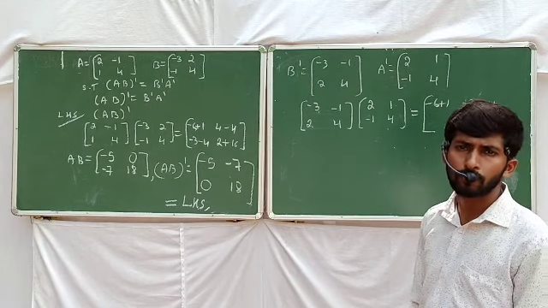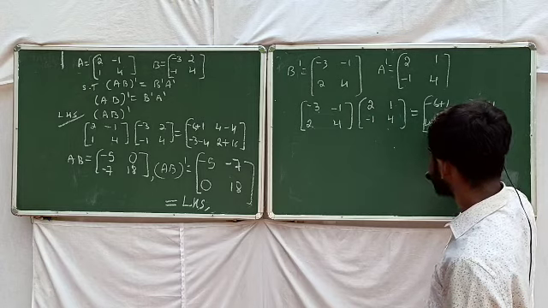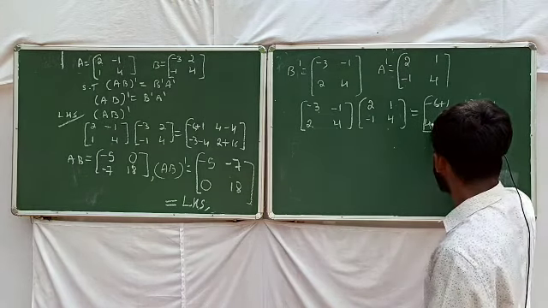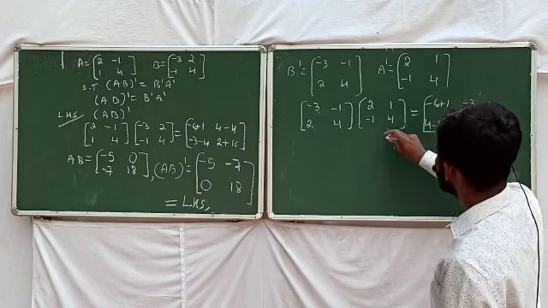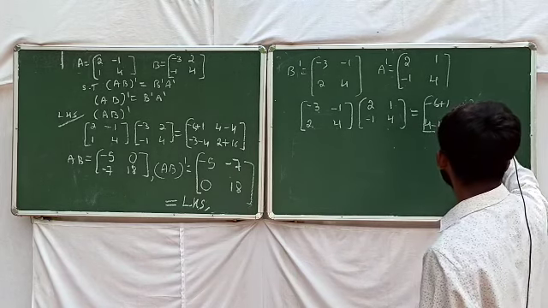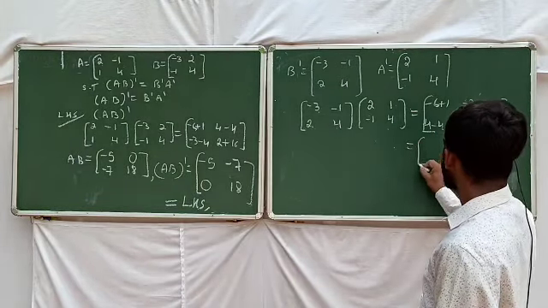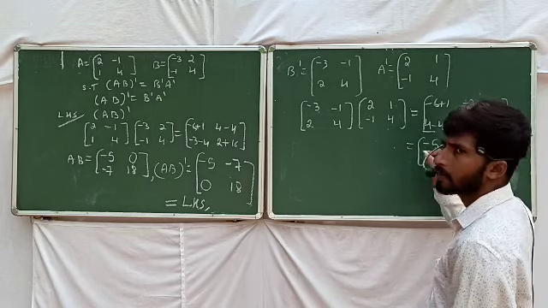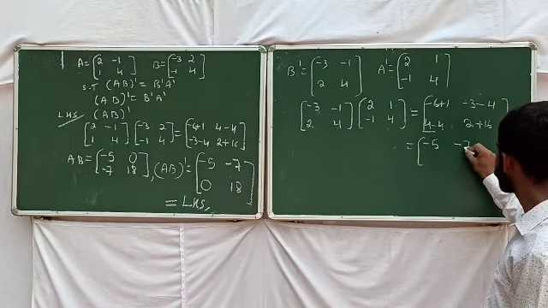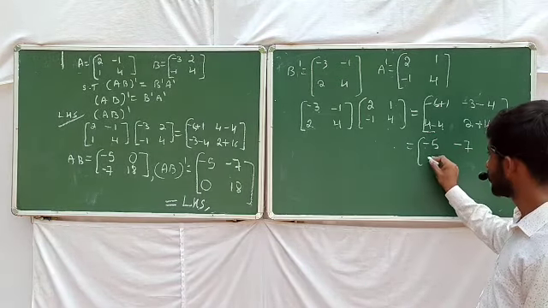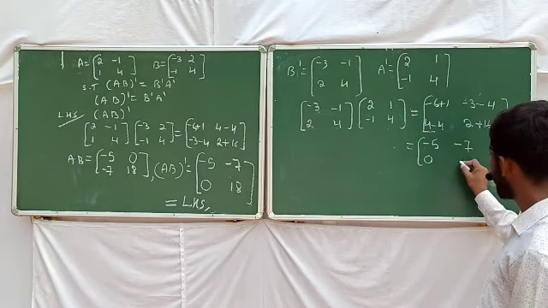Now row 2 into C1 and C2. 2 into 2 is equal to plus 4. 4 into minus 1 is equal to minus 4. Now see, 2 into 1 is equal to 2. Plus 4 into 4 is equal to 16. Okay. Now simplify. We will get minus 6 plus 1, minus 5. Okay. Second entry minus 3 minus 4. It's equal to minus 7. 4 minus 4. It's equal to 0. Then 2 plus 16. Its value is equal to 18.